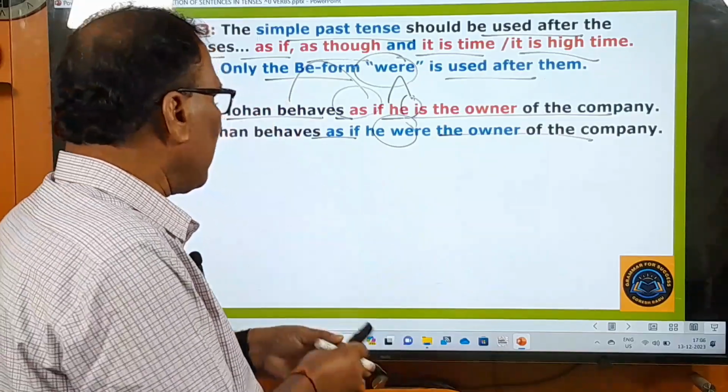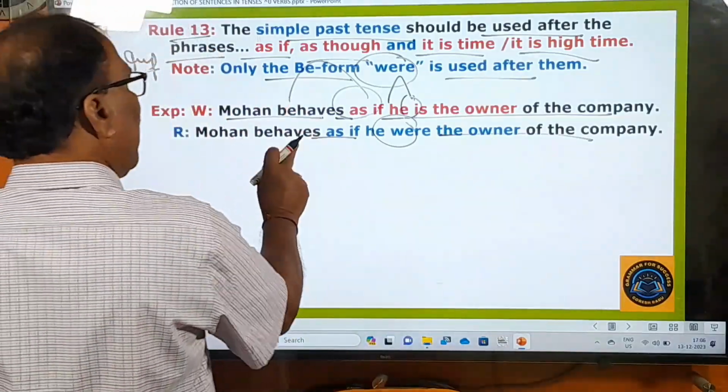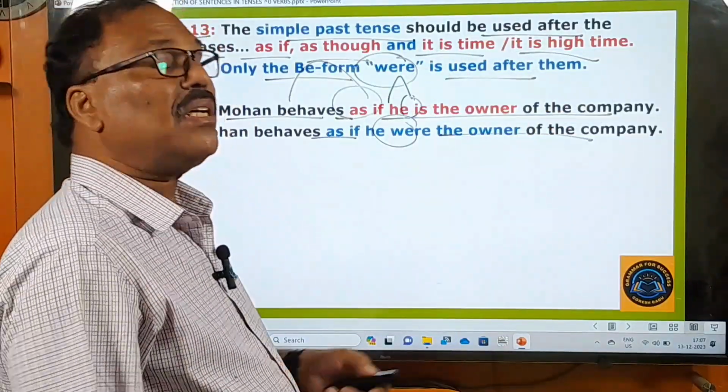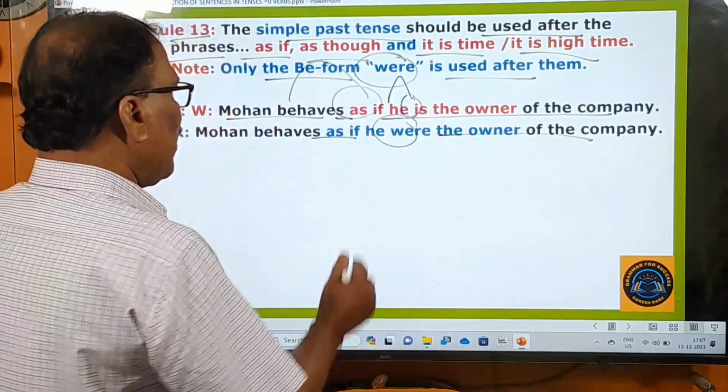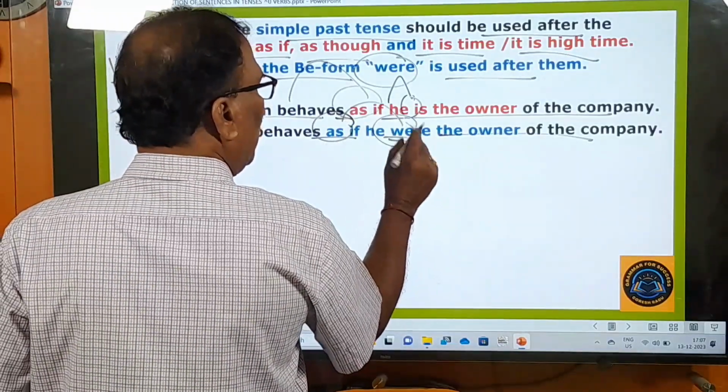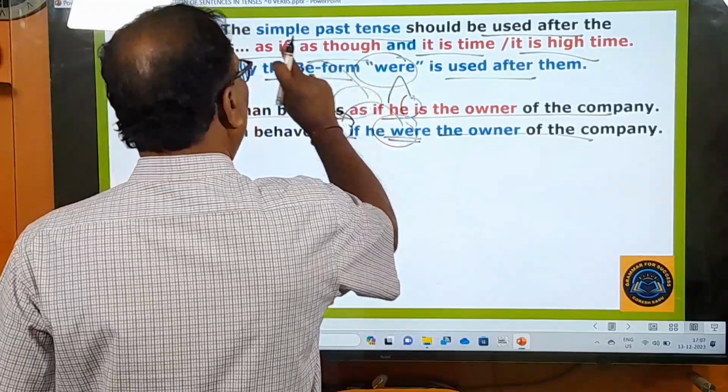You think it is like that. It's a subjunctive mood. Mohan behaves as if he were the owner of the company. He is not the owner, but he behaves as if he were the owner of the company. So that's why, if it is the be form after as if, we should use only were. Be form, were only, you have to use after as if, as though.